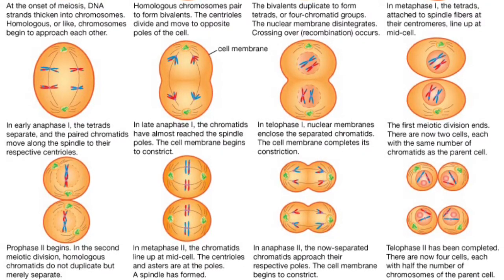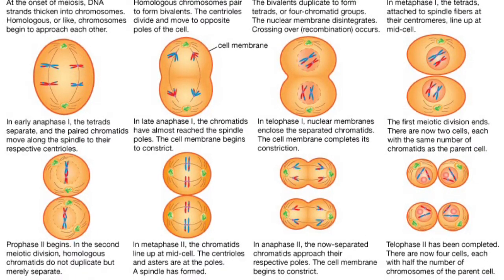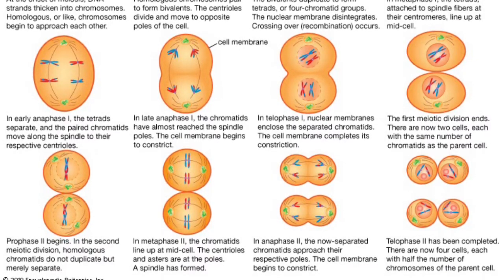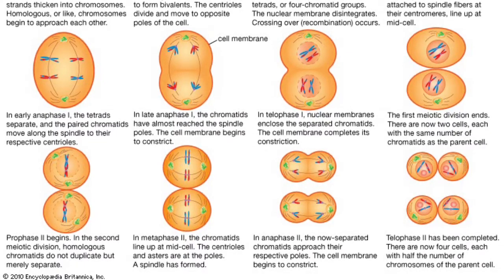In anaphase 2, the now separated chromatids approach their respective poles. The cell membrane has begun to constrict. Telophase 2 has been completed. There are now four cells, each with half the number of chromosomes of their parent cell.